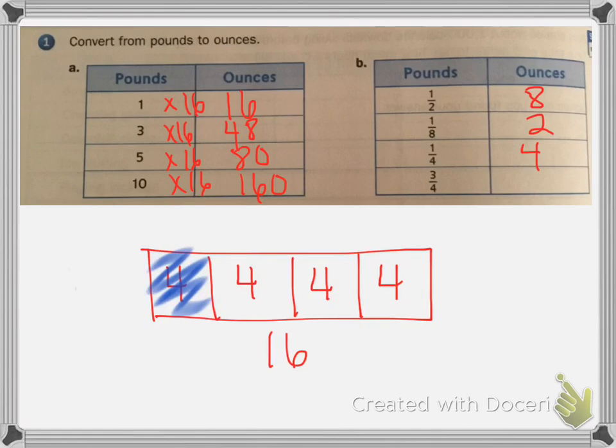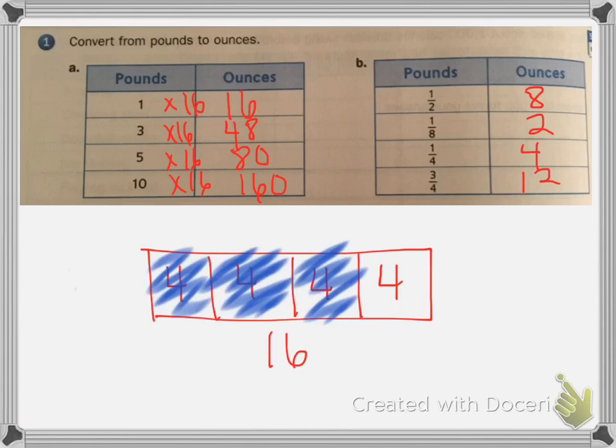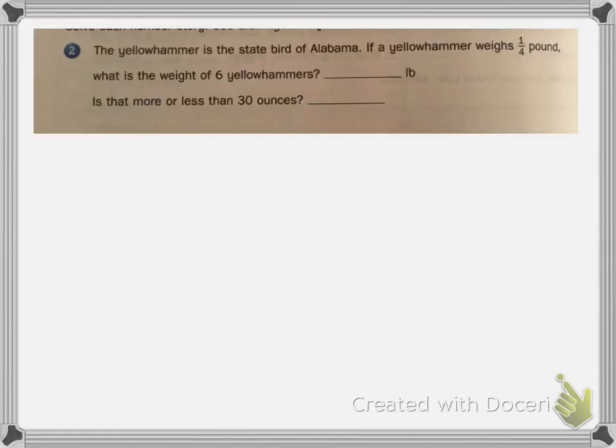Now in the next one, it wants 3/4 of a pound. Well, we know 1/4 is 4. So 2/4 would be 8, which makes 3/4 12. Okay? All right, let's go ahead and take a look at number 2 then on page 258.